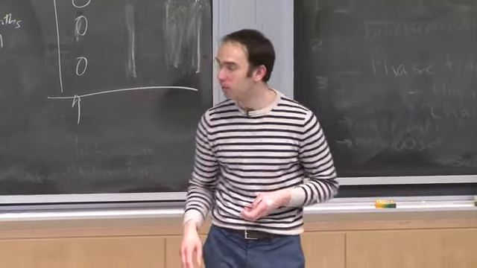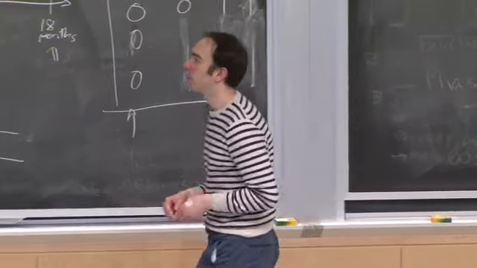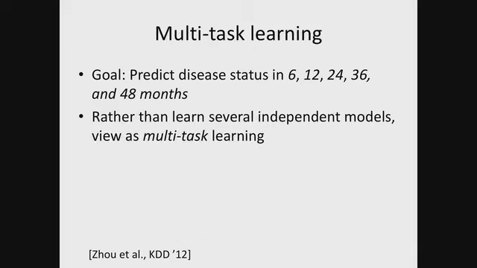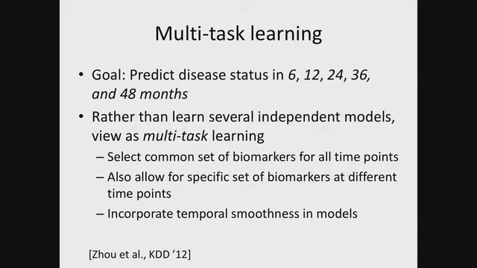multitask learning approach. Now to put some numbers to these things, we have these 4 different time points. We're going to have 648 patients at the 6-month time interval. And at the 4-year time interval, there will only be 87 patients due to patients dropping out of the study. So the key idea here will be, rather than learning these 5 independent models, we're going to try to jointly learn the parameters corresponding to those models.